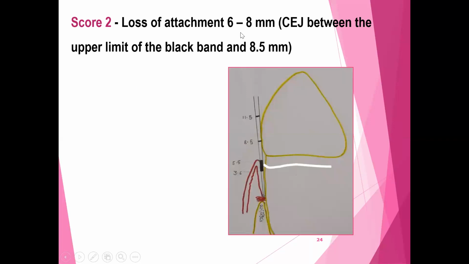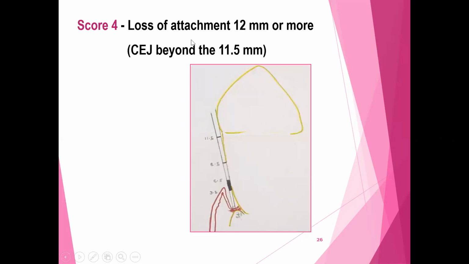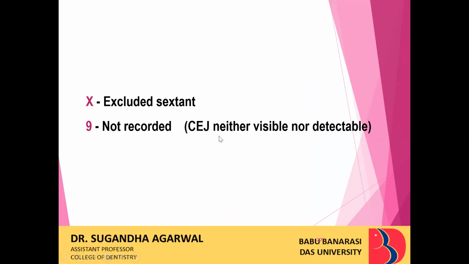Score 2, loss of attachment 6 to 8 mm, that is cement to enamel junction between the upper limit of the black band and 8.5 mm. Score 3, loss of attachment 9 to 11 mm, CEJ between 8.5 mm and 11.5 mm. Score 4, loss of attachment 12 mm or more, CEJ beyond 11.5 mm. X is excluded sextant, 9 is not recorded, that is CEJ is neither visible nor detectable.